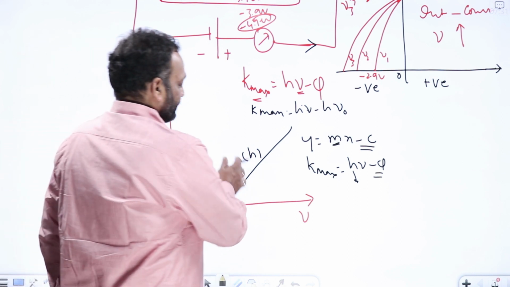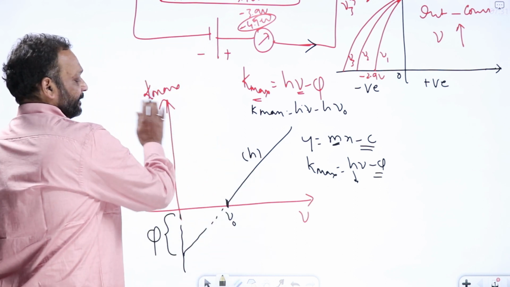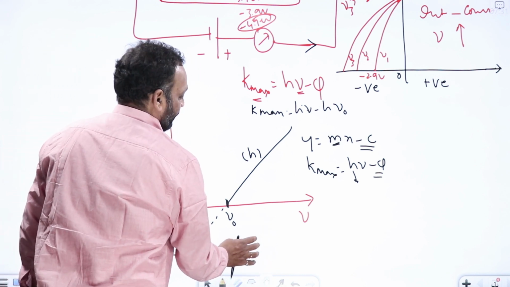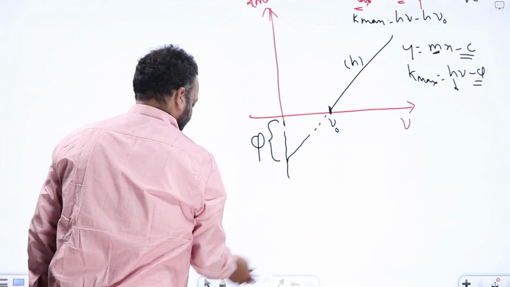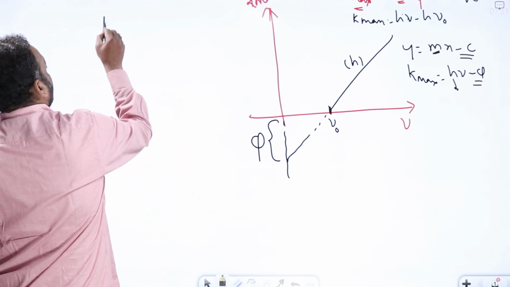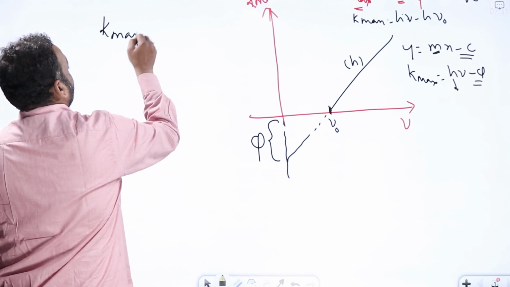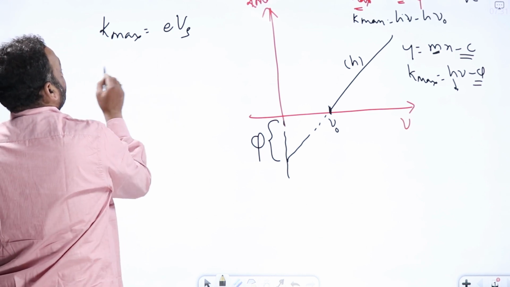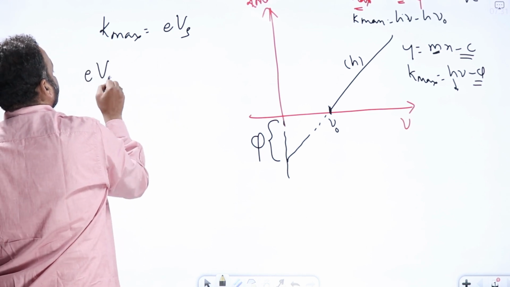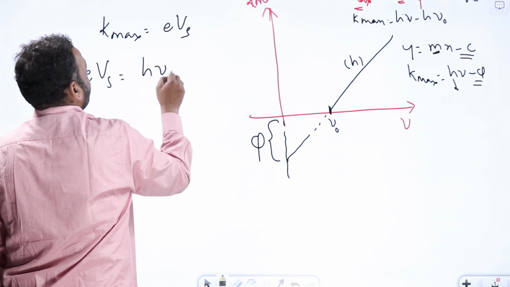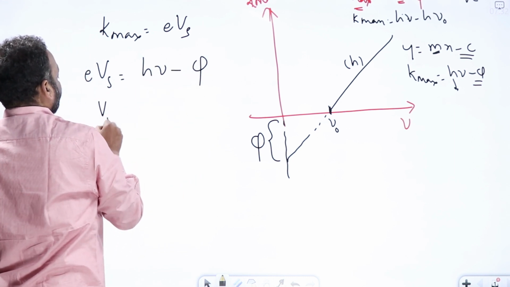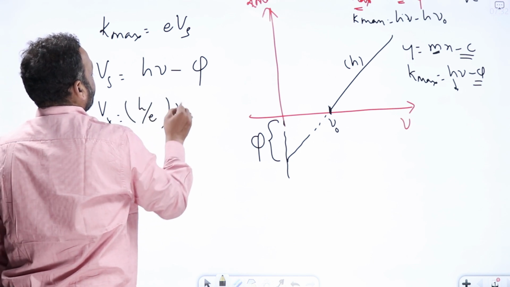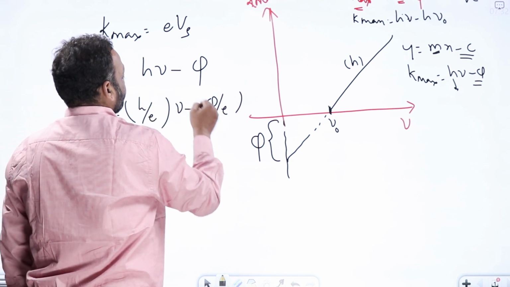Now this is one more graph, K maximum versus frequency. This is the third one. The fourth graph is drawn like this. We have seen earlier that K maximum corresponds to stopping potential Vs, so K maximum equal to eVs. So I can write the photoelectric equation as eVs equal to h nu minus phi, or stopping potential Vs equal to h by e into nu minus phi by e.